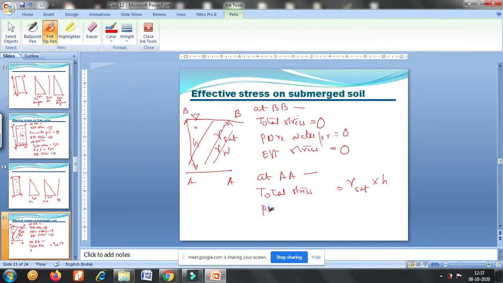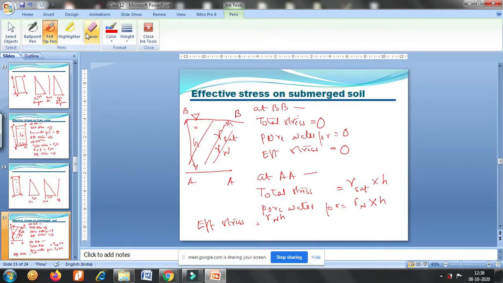Now the pore water pressure. How much is the pore water pressure? It is the hydrostatic pressure given by the water. That means you have to multiply the unit weight of the water by the depth. The depth is H, and the unit weight of the water is gamma W. So we have to find out this one. Now what is the effective stress? Effective stress is equal to how much? It is the total stress minus the pore water pressure, that is gamma W into H.